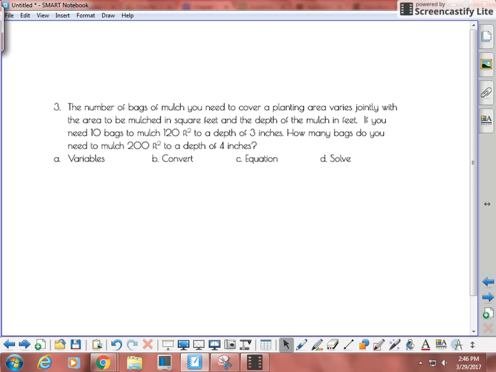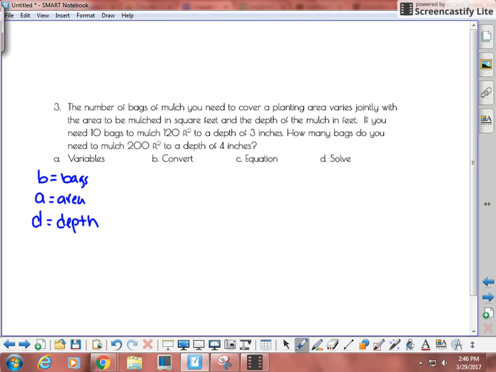Next one. The average bags of mulch that you need to cover a planted area varies jointly. Okay, so that takes us to a different type of equation. With the area mulched in square feet and the depth in feet. If you need 10 bags of mulch to do 120 feet in area and 3 inches in depth, how many bags do you need? Okay, so first is my variables. So B is going to be bags, A is going to be area, and D is going to be depth. Such a bad problem. Ha, math joke.